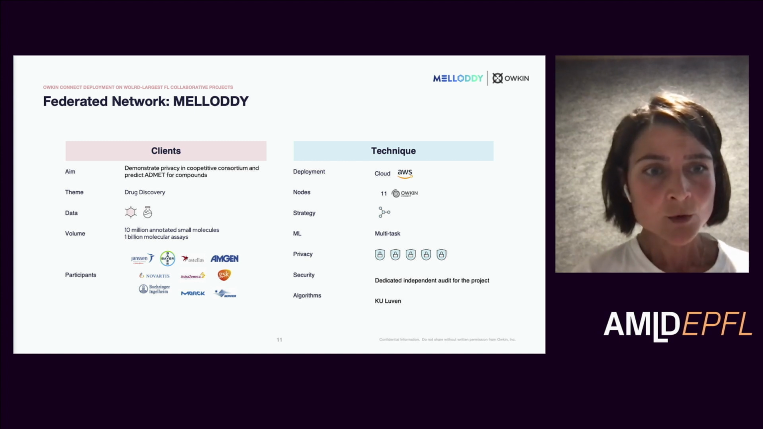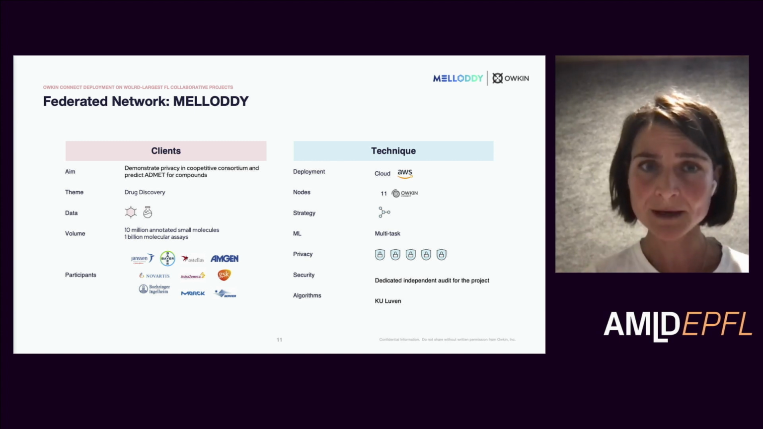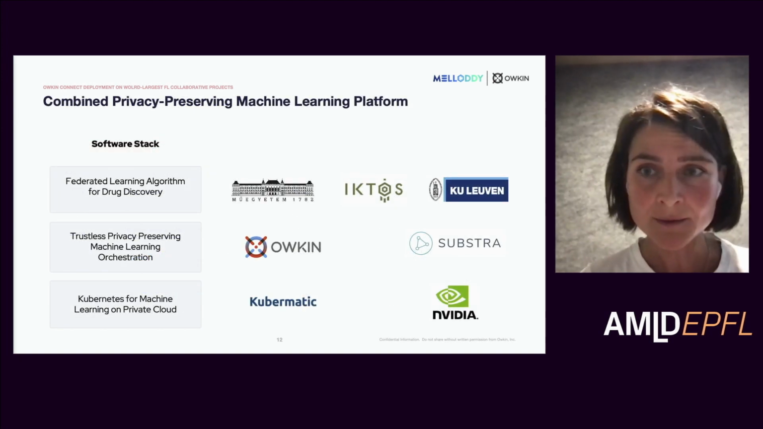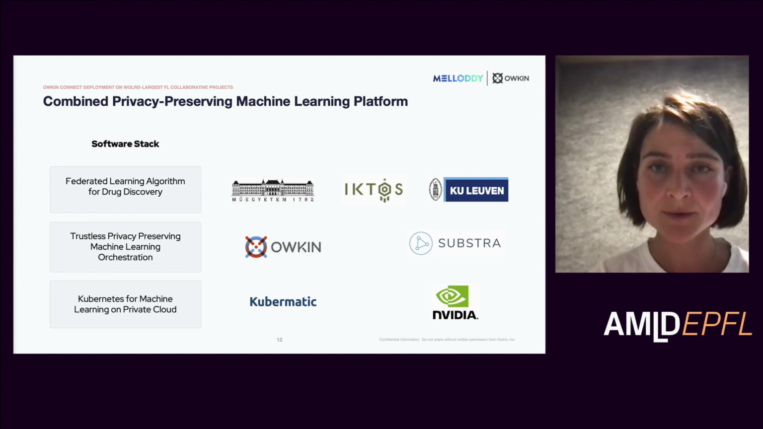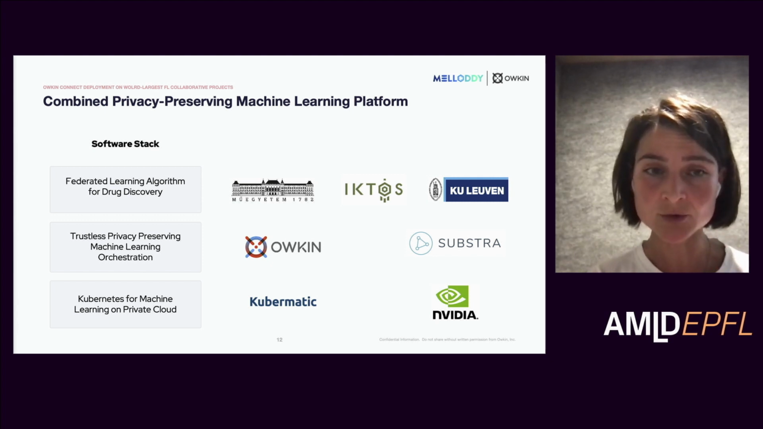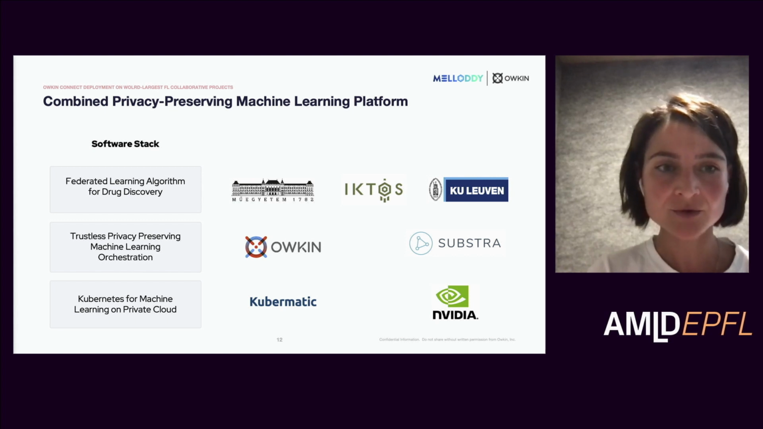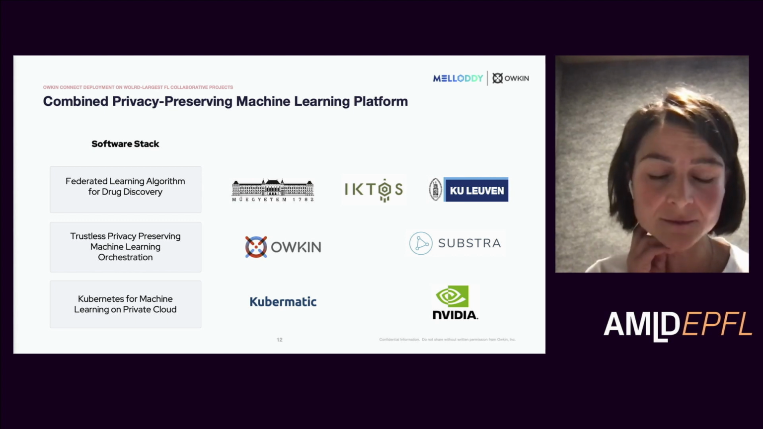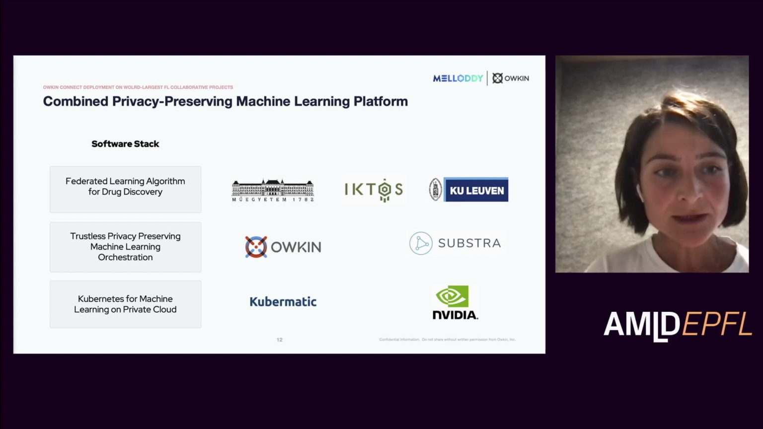And along, so we work with these 10 pharmaceutical companies as well as with solution partners. So there are some partners who are responsible for setting up a Kubernetes cluster on AWS, with the help of NVIDIA. Then Owkin, along with Substra, which is a foundation hosting the open source code Substra developed by Owkin, we build the software in order to do federated learning.